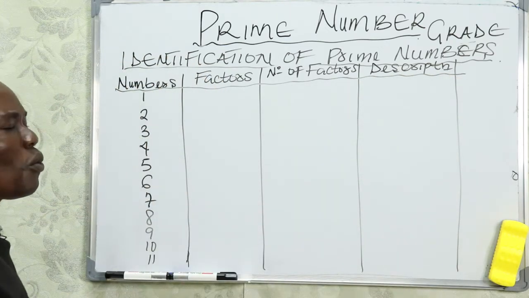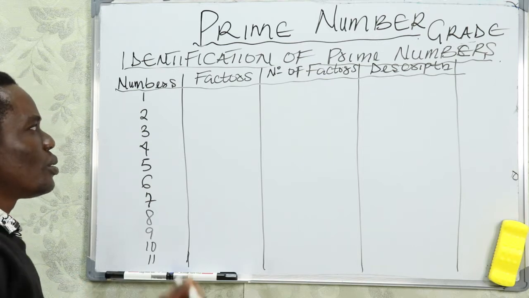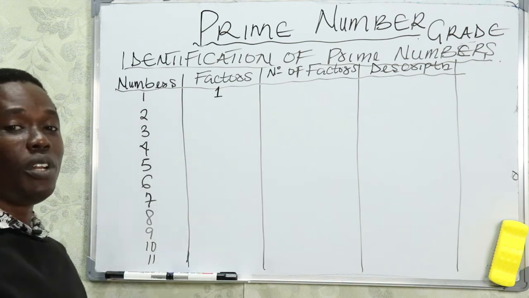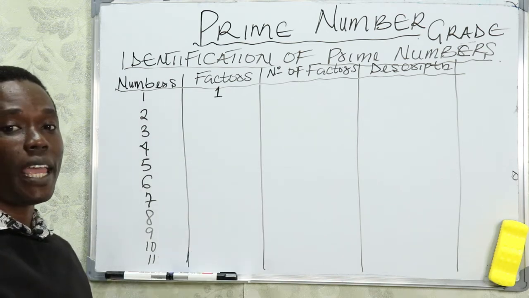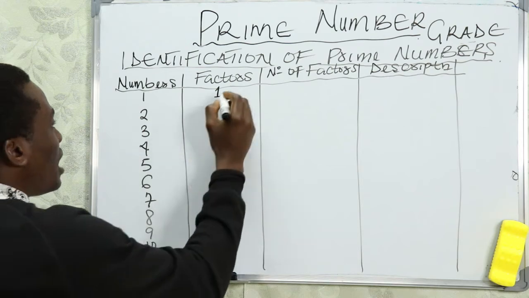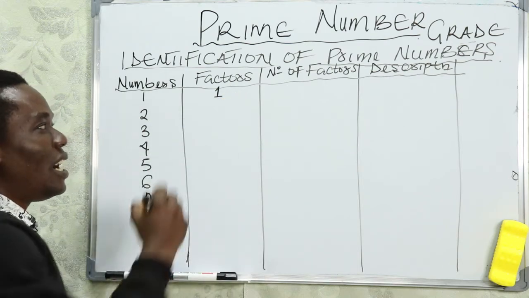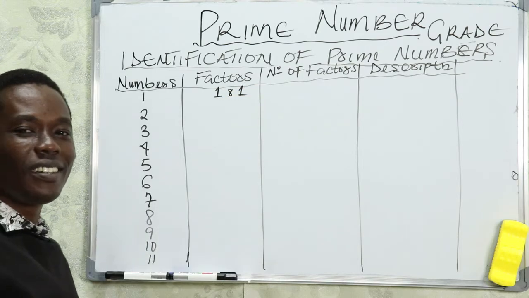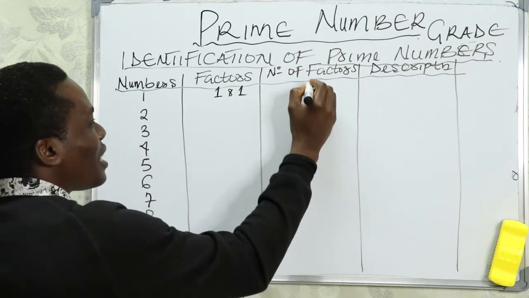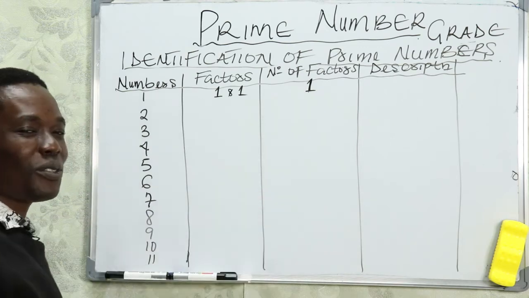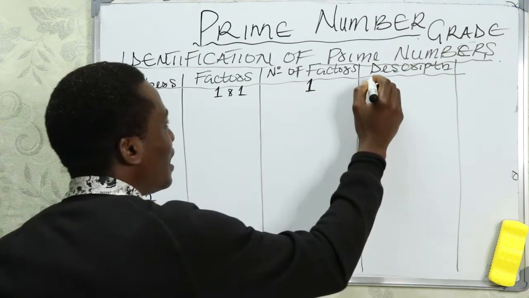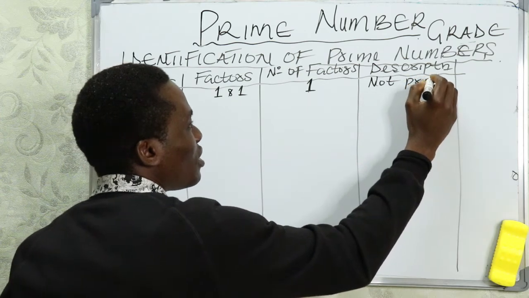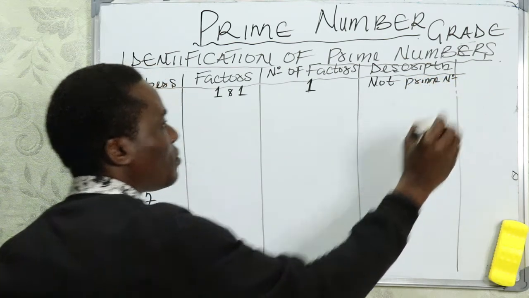Now let's look at number 1. How many factors does number 1 have? Number 1 has only 1 factor. It can only be divided by itself. So how many factors does it have? It still has 1 factor. So in this regard, we can say it is not a prime number.